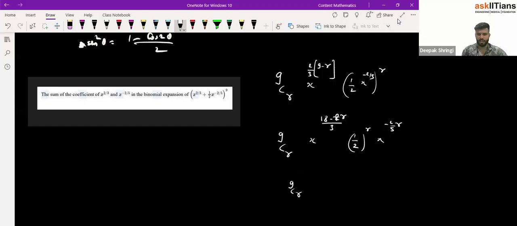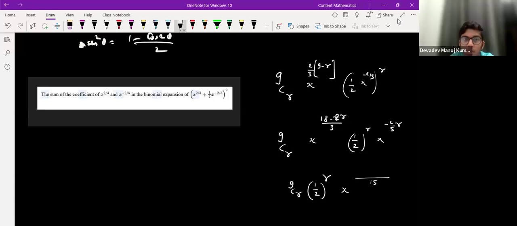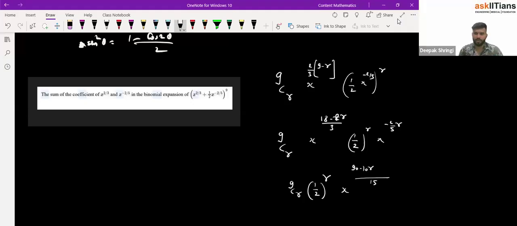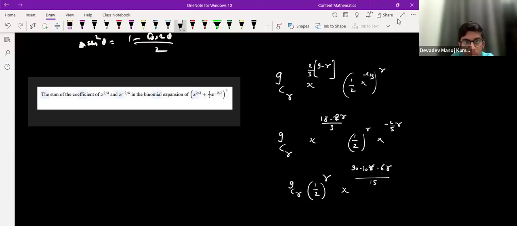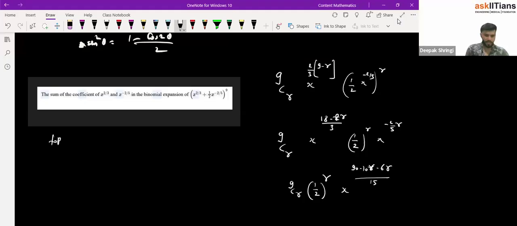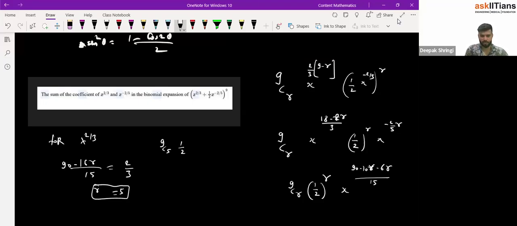Now I'll get 9Cr 1 by 2 power r, and look, in that I took the LCM, so the LCM came 15, right, correct, okay. So here 5 times means 90 minus 10r, and here 3 times means minus of 6r, right, understood. Now he said two things, for x power 2 by 3, 90 minus 16r by 15 should be equal to 2 by 3, which means r should be equal to 5, okay. So the coefficient of x comes to 9C5 1 by 2 power 5.